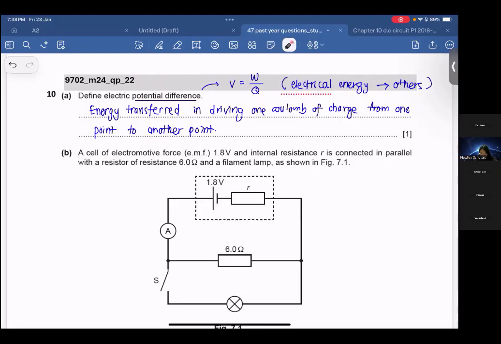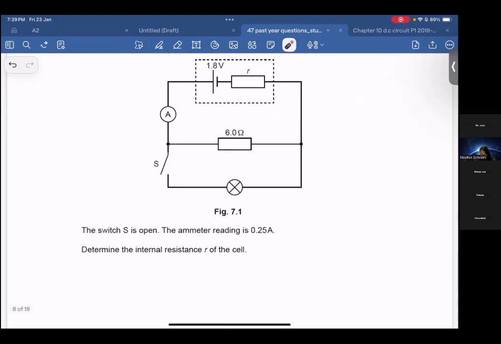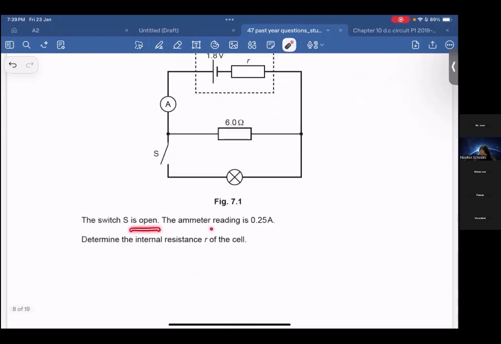Okay, so next, here. A cell of electromotive force 1.8 volt and internal resistance r is connected in parallel with a resistor of resistance 6.0 ohm and a filament lamp. The switch S initially is open and the meter reading is 0.25 ampere. Can you calculate the internal resistance? If you didn't refer to the previous notes, are you able to answer this question? Can you try it right now? At the same time, I take attendance. You try and then type your answer in the chat box.